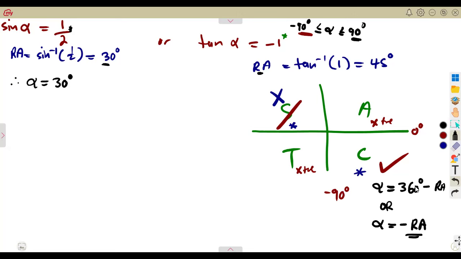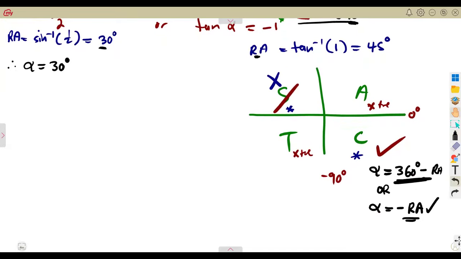If alpha is this, alpha is the same as minus. There are two which are the same thing. So in this case, we're not going to use 360 minus reference angle because it will be out of the interval. We are going to take this one where alpha is equal to the minus of the reference angle. So therefore, we can conclude that our alpha from this side was going to be equal to minus the reference angle, which is 45 degrees. So it was going to be minus 45 degrees.